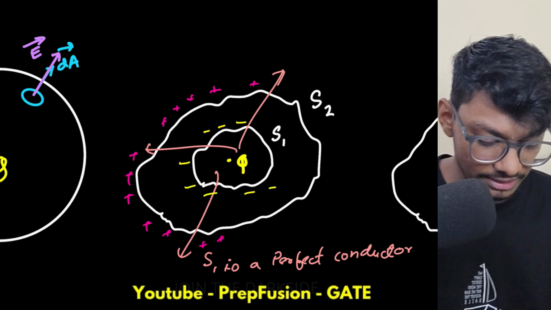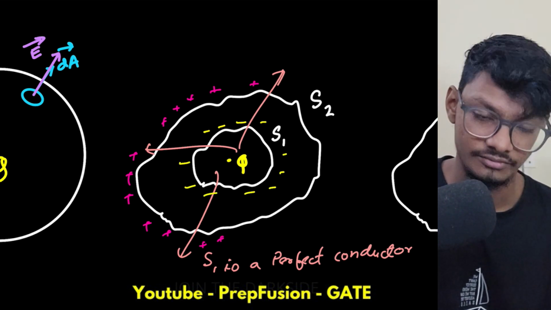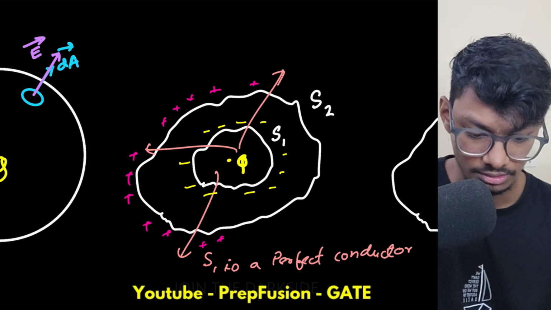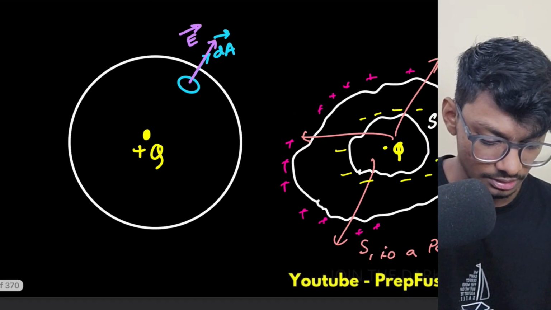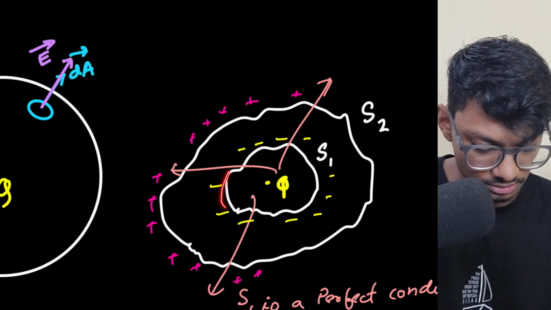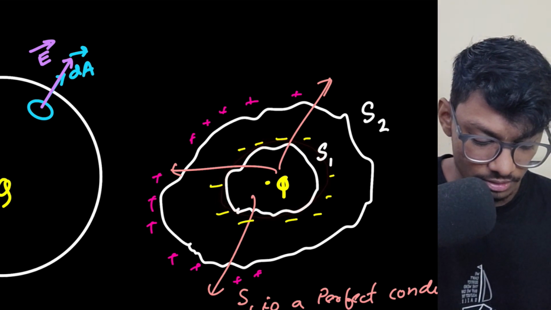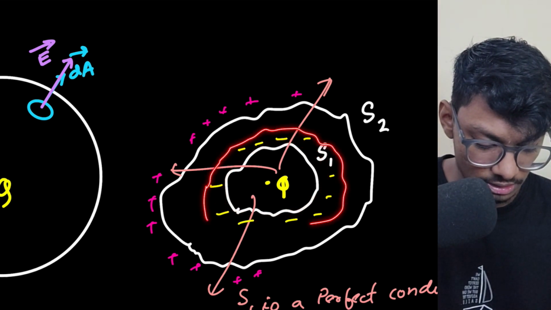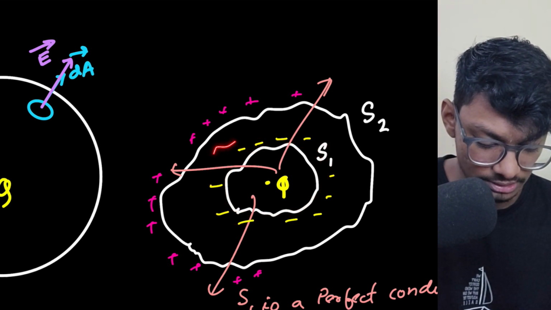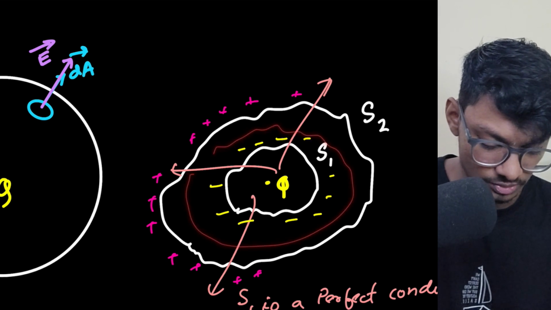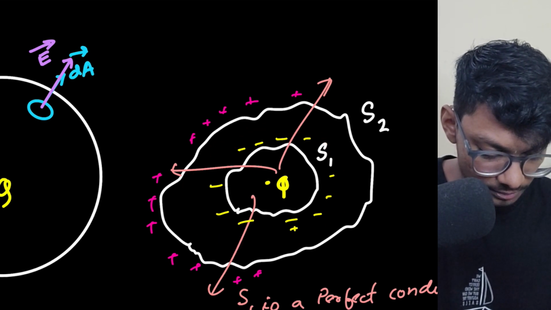So if you observe, if you use the same formula, the electric field here is 0. So overall, in this particular region, this will generate a total of plus minus Q of charge.